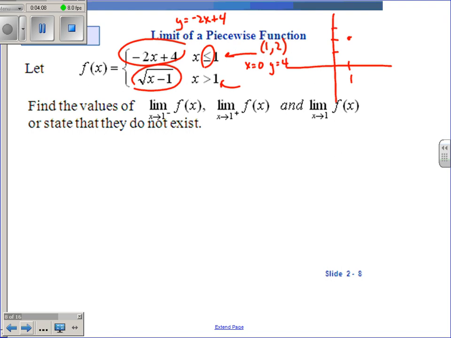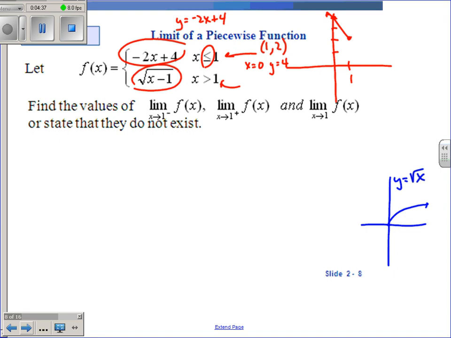So 0, 4, and I've got a point right there. This line, we're just talking about the piece of the line starting at this point 1, 2, and going off to the left. So that's the piece of the line that we're interested in this function f. Now the second one, hopefully you recognize that square root function. You know the square root function, y equals the square root of x. It looks like this. Okay, it's just the top half of a parabola.